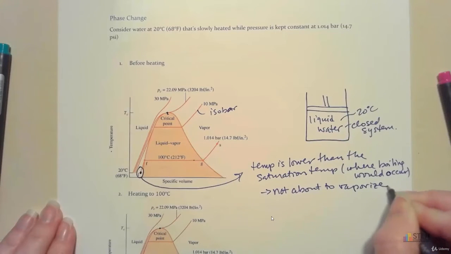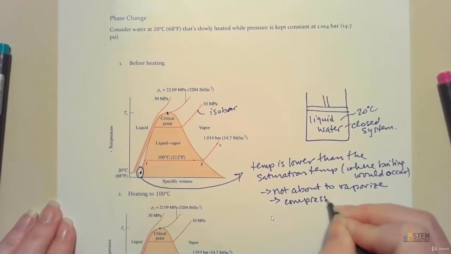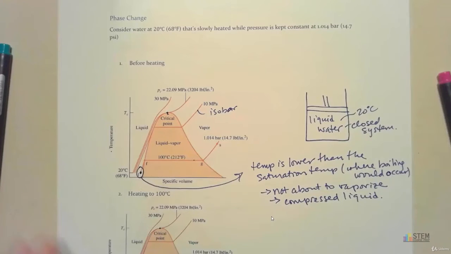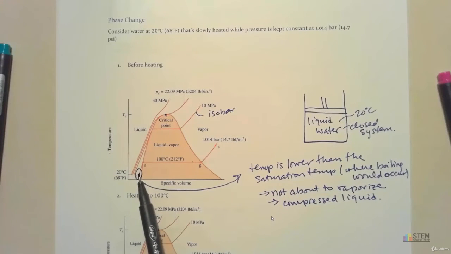We're going to say that this is a compressed liquid. Okay, so it's a compressed liquid. That's what we've got right here. Okay, and compressed liquid we'll talk about later because there are specific tables for compressed liquids. All right, but essentially what you need to know is you've got a temperature, it's lower than our saturation temperature, it's not about to vaporize. That gives you a compressed liquid.